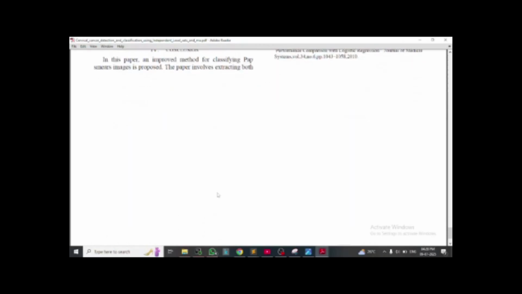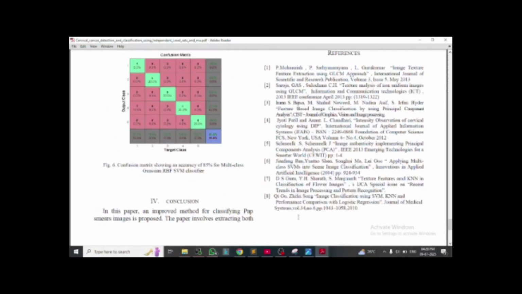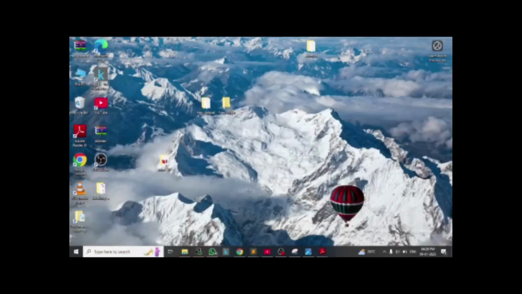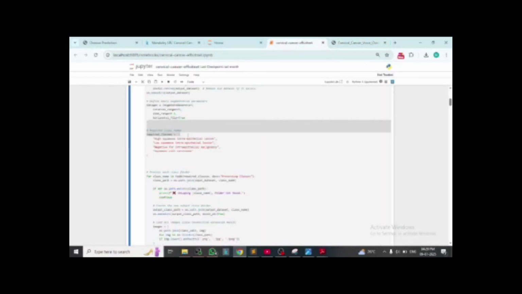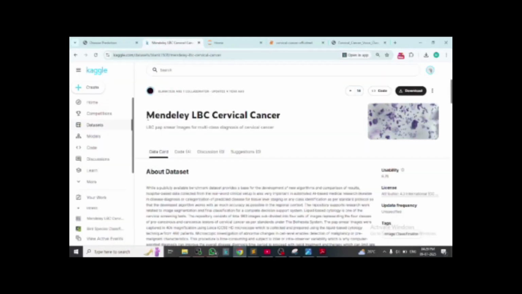Okay, now coming to my model. In my model I showed you an accuracy of 99.68 percent. Let's talk about my model. So how I built the model: I took a data set from this Mendeley LBC cervical cancer data set from Kaggle.